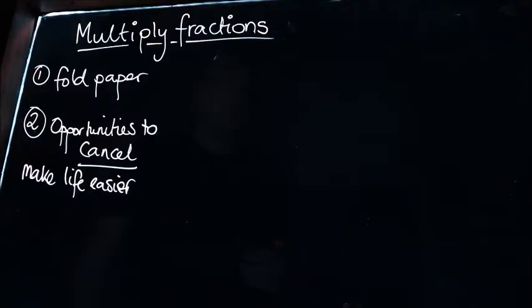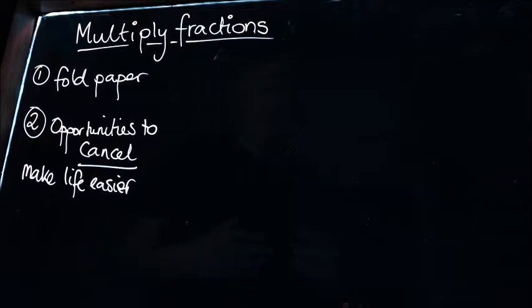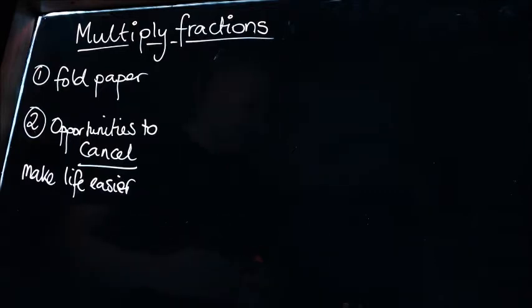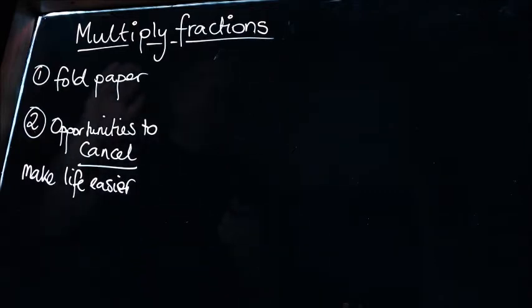We're doing some work here on multiplying fractions, and hopefully we've started this in class by folding some paper. I'm just going to have a quick talk about that. And then multiplying fractions is about seeing the opportunities to cancel. When you see them, it makes life easier. It makes the numbers that you're multiplying a lot smaller. So we'll get onto that in a second.